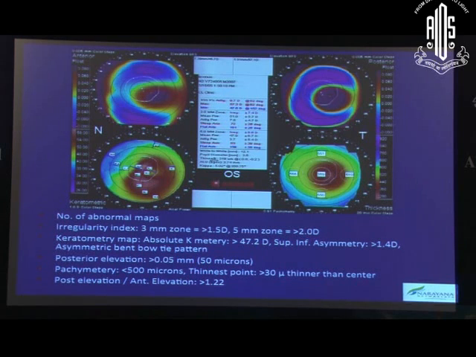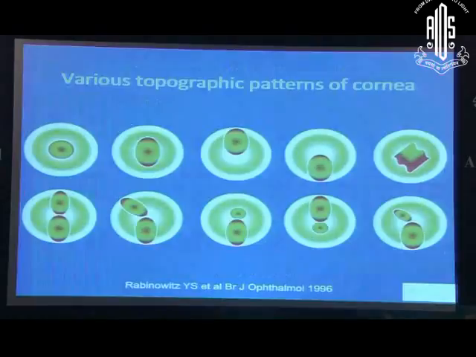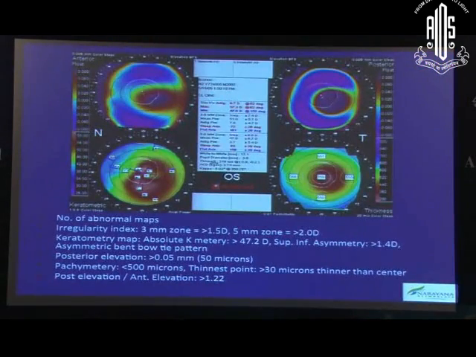Possibly 11 pattern. What pattern do we see here? It's an asymmetric bent bow tie pattern. Well, that's very typical of keratoconus. Pachymetry, what do you see? 359, 319 thinnest cornea. What do we have? Keratoconus. Bravo, very good. So this is what we actually went about, and we got a diagnosis of keratoconus.